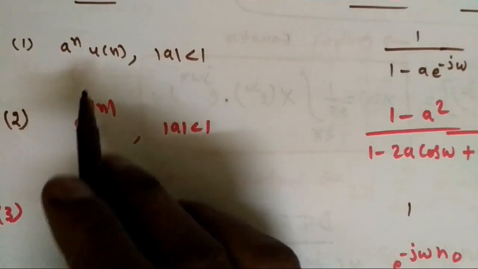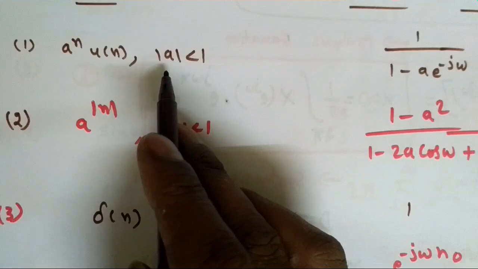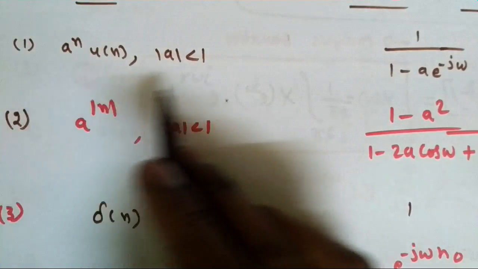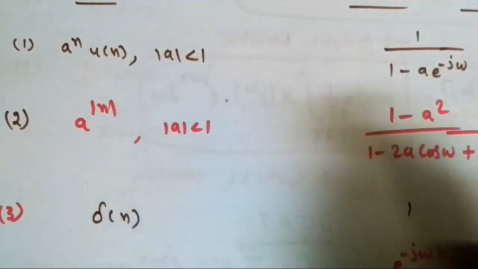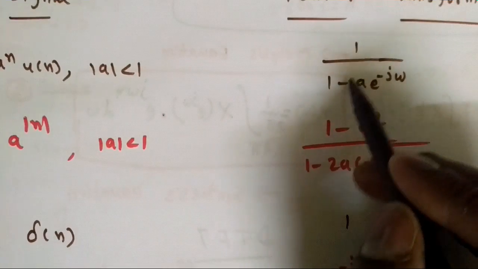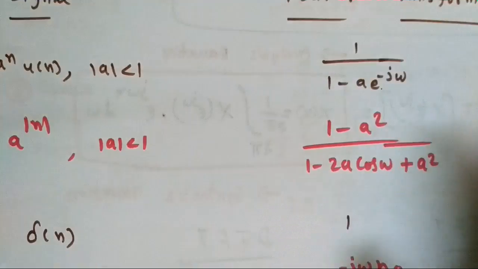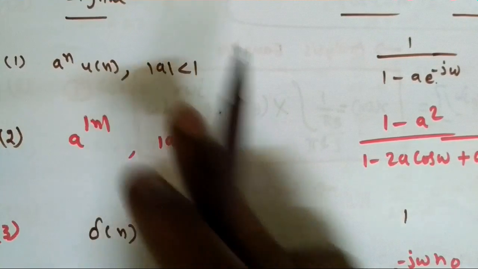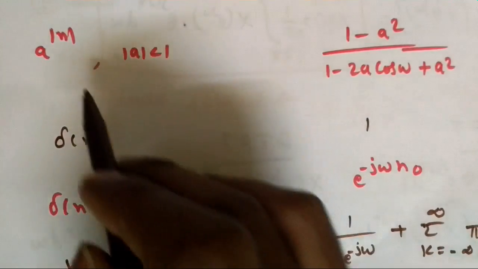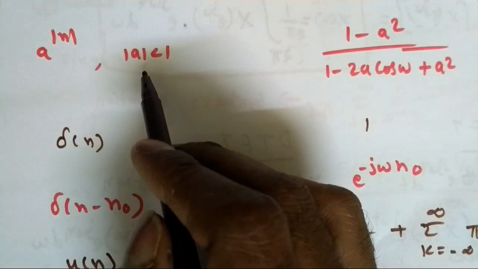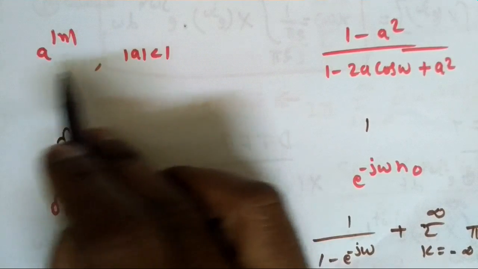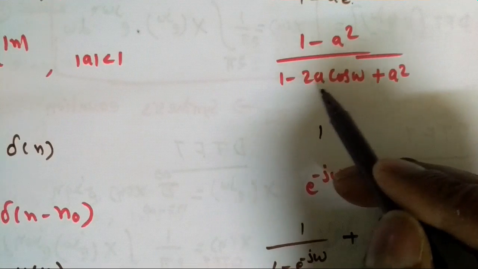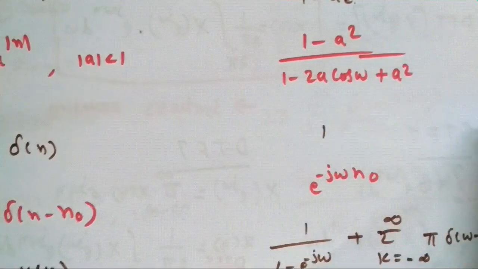Now the first signal is a^n u[n], where |a| < 1. This a should be less than 1, then only it will be absolutely summable, and then it will have a Fourier transform. The Fourier transform is 1 by 1 minus a e^(-jω). a can be positive or negative, but its magnitude should be less than 1. Similarly, a^|n| with |a| < 1. This function we have also done, and we get (1 minus a²) by (1 minus 2a cos ω plus a²).